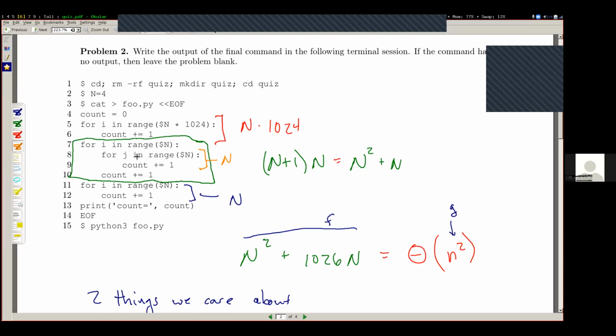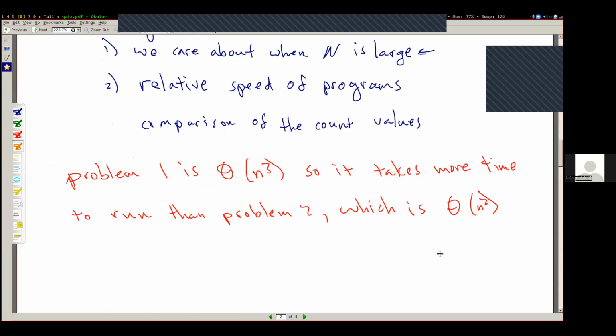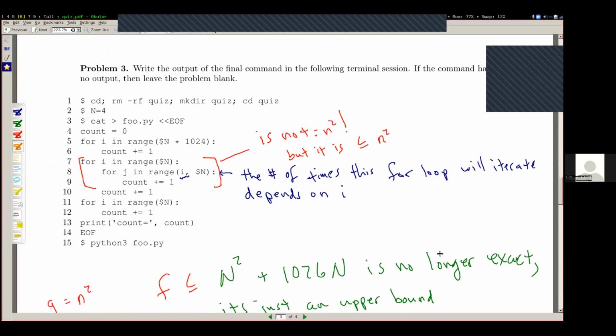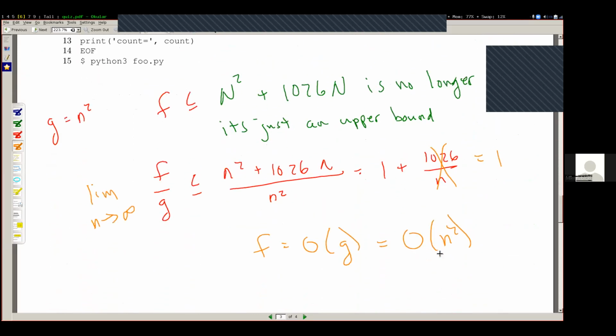So technically, all that we can actually say is that problem 2 is theta of n squared right now, and problem 3 is O of n squared. But the intuition that should be giving you is that we should be thinking of them as the same thing. Good questions.